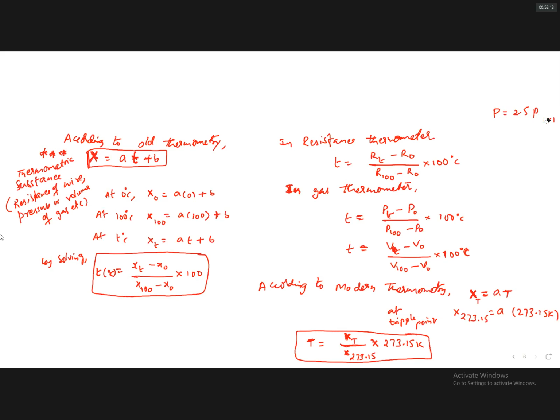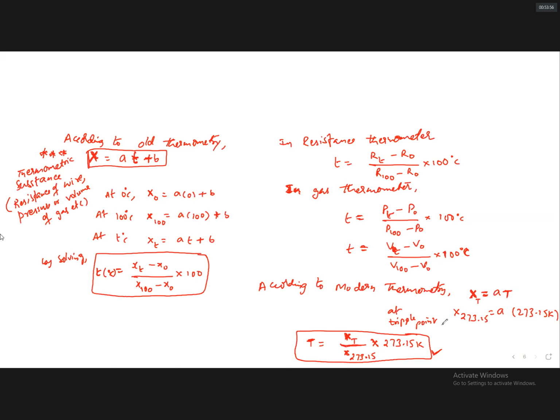Triple point temperature means we take 273.15 Kelvin as the triple point temperature, or PTR. So the pressure of the gas at some temperature is given as 2.5 times the pressure at the triple point. Then what is the temperature of the gas? Here we can substitute 2.5 times the pressure at 273.15, so the temperature of the gas should be 2.5 times 273.15 Kelvin. So like that we have to calculate when the pressure or volume of the gas at the triple point is given. So that is about thermometry.